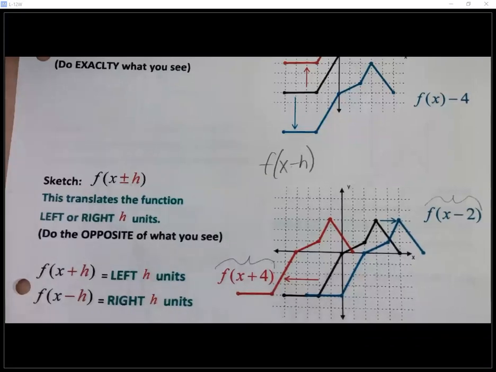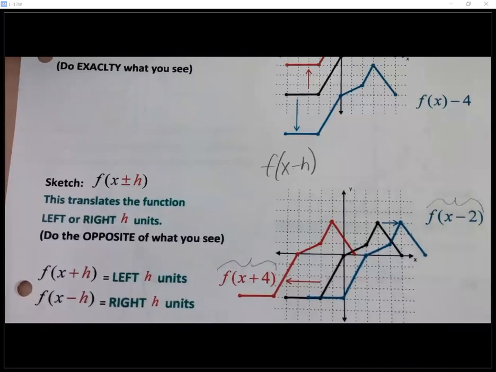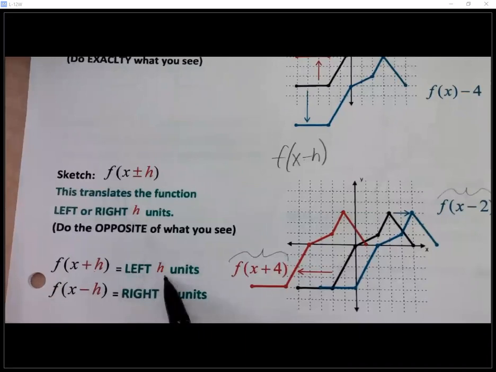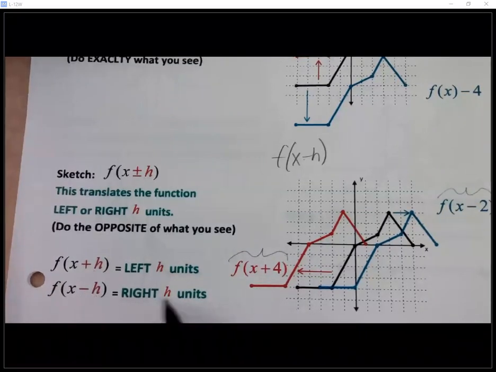When I see a -2, that really means go to the right 2 units. A little tricky, but you'll get the hang of it, or you already have the hang of it because you're a Mrs. Bashka graduate. I don't know. Okay, so again, over here, we sort of spell this out for you. If you see a plus, you're going to go to the left that many units. If you see a minus, you're going to go to the right that many units.